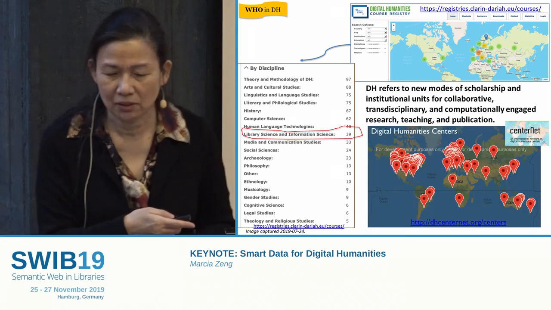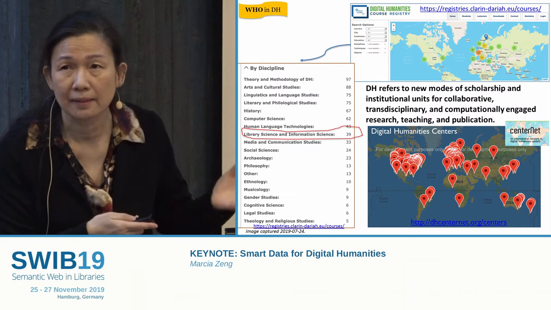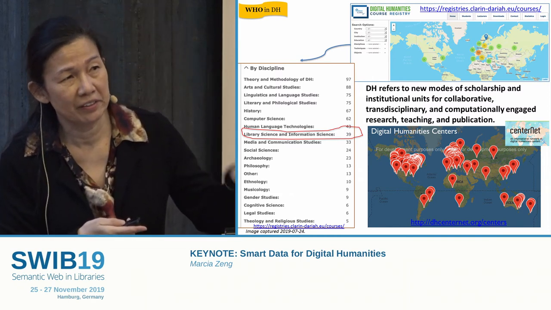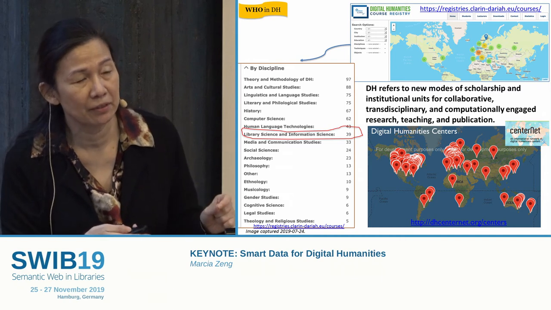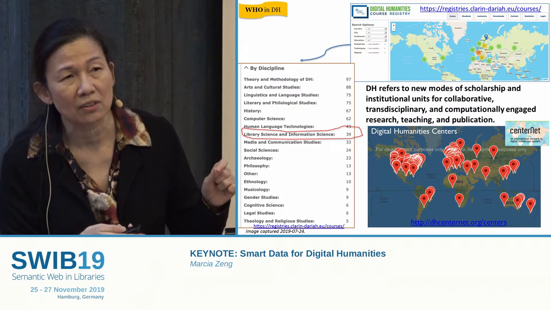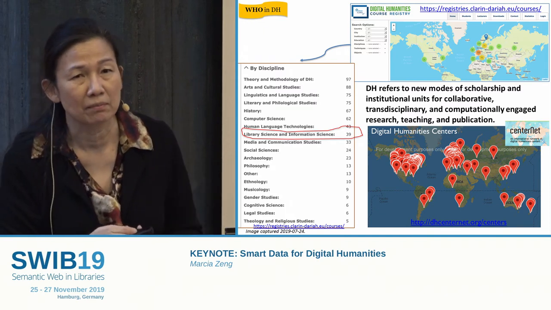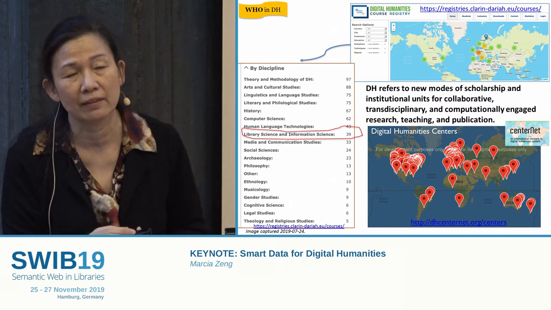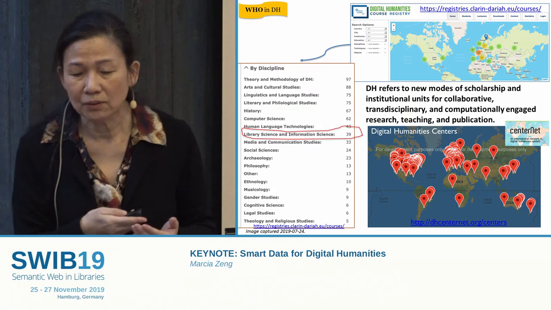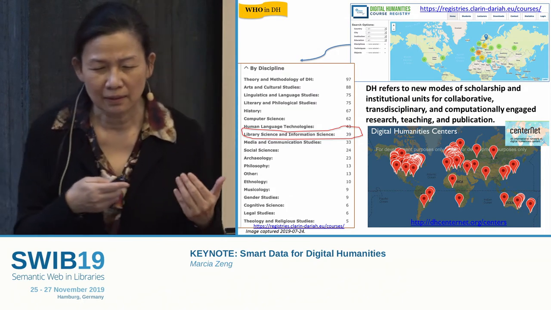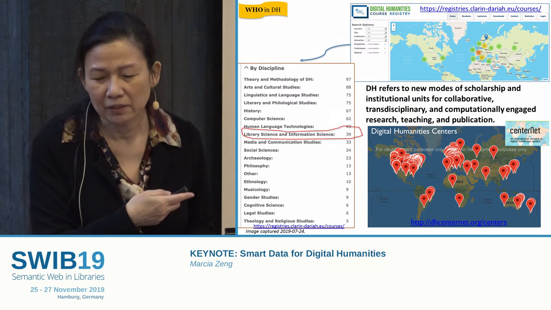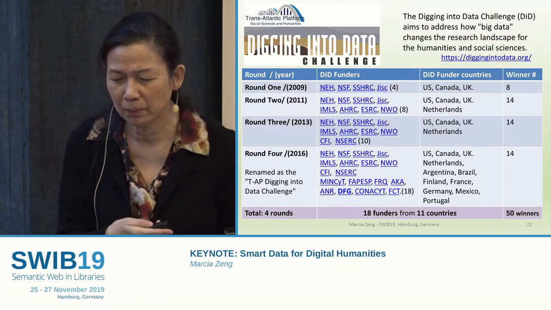Many of these digital humanities centers located in the world are, in fact, located in libraries, in academic and research libraries. In the United States, the major DH centers can be found in all those high-ranking universities, for example, Columbia University. So you can see that the library's role in the digital humanities is very, very important.